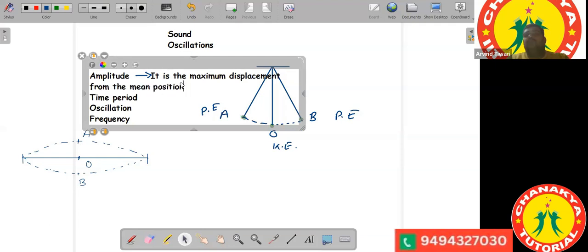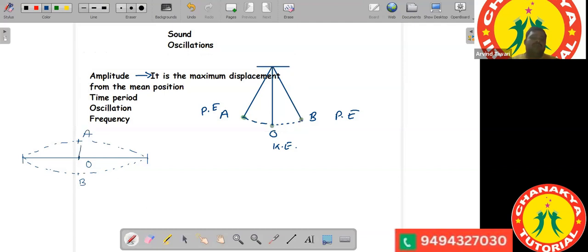Okay. So we will see what is the mean position. Here we can see that the point O is the mean position and A is the extreme position. So AO I can call as the amplitude, right? Here in the string also I can call the distance AO to be the amplitude. Here my AO will be the amplitude.